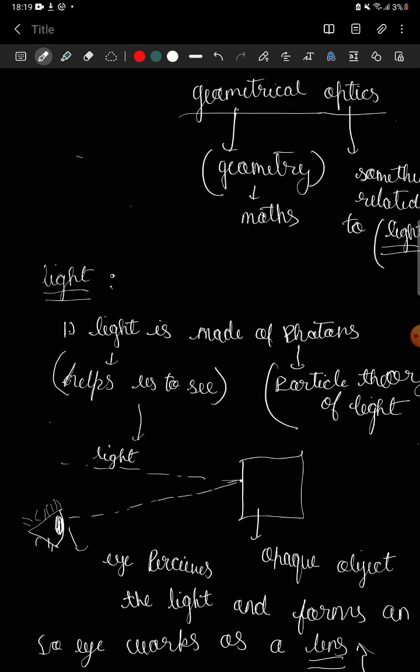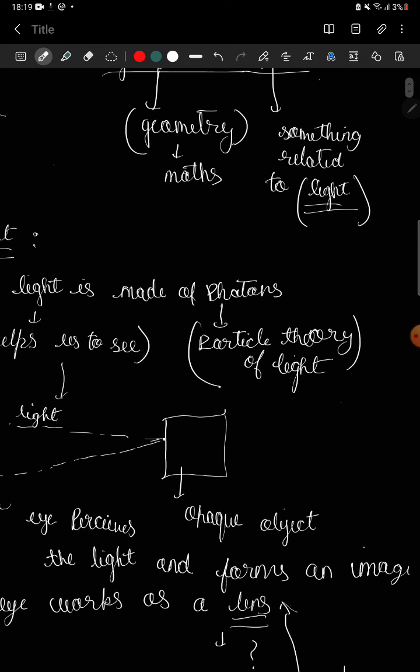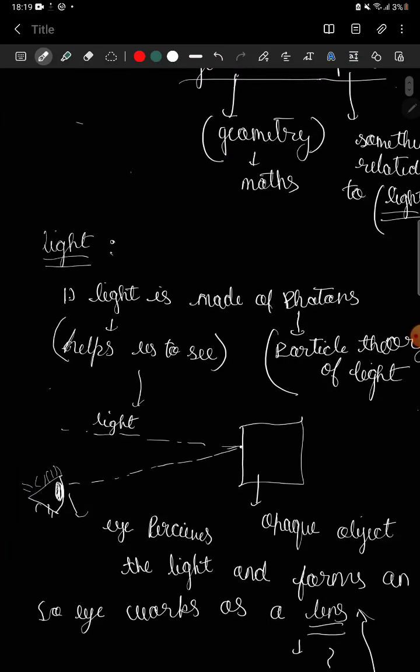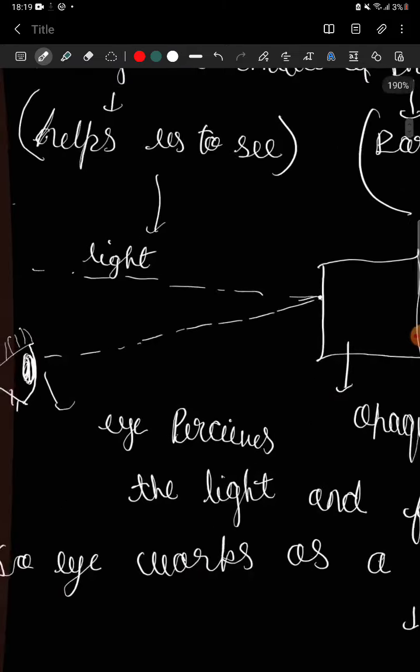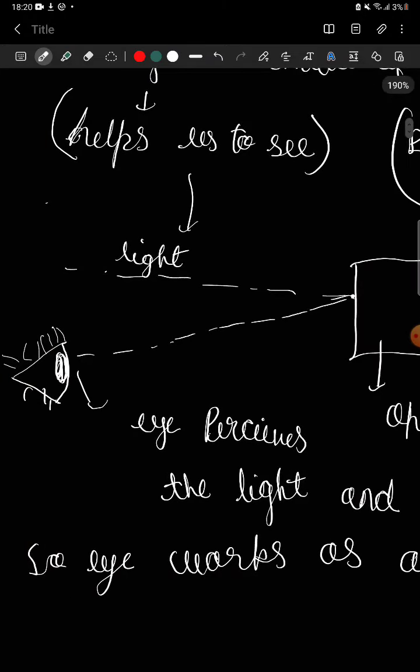Light is made up of photons, right, according to the particle theory of light, and it helps us to see. We see through light, you already know that. How do we see through light? Light falls on an opaque object or a transparent object, if you like, somewhat opaque, translucent objects you can say. Basically something that reflects light.